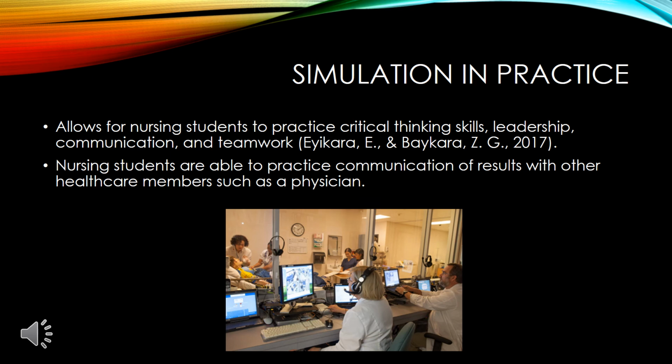Another example of simulation in healthcare education is a simulation for nursing students to practice critical thinking skills, leadership, communication, and teamwork. They're allowed to communicate results with other team members, such as a provider, and it allows them to delegate tasks to other team members so that way they can organize and prioritize their other tasks.